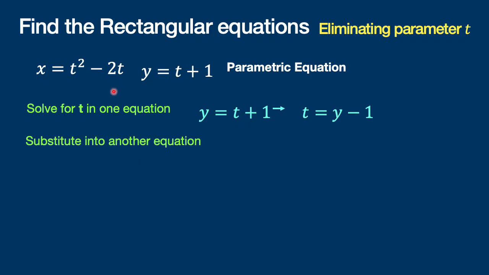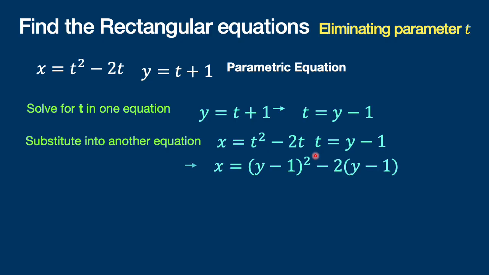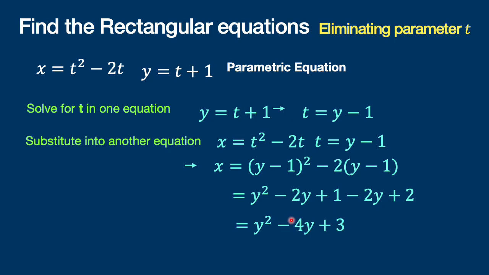What you have to do is substitute into the other equation. That's x. x equals t squared minus 2t. You plug in t equals y minus 1 there, so you eliminate t. So x is going to be (y minus 1) squared minus 2(y minus 1). Let's simplify this. That's y squared minus 2y plus 1. Distribute the negative 2: negative 2y plus 2. So you have x equals y squared minus 4y plus 3.